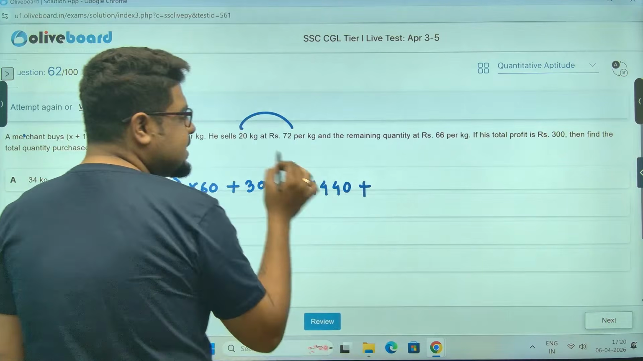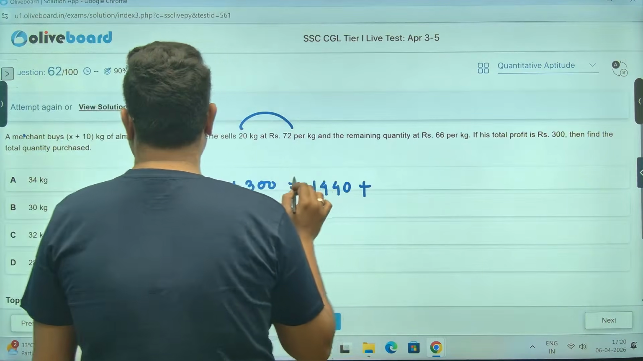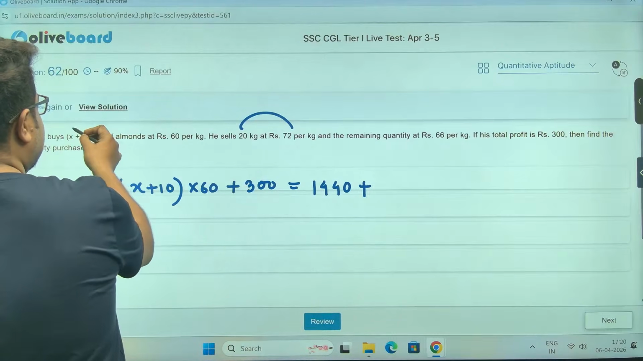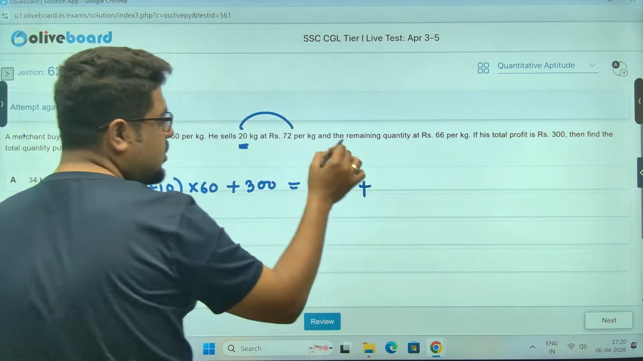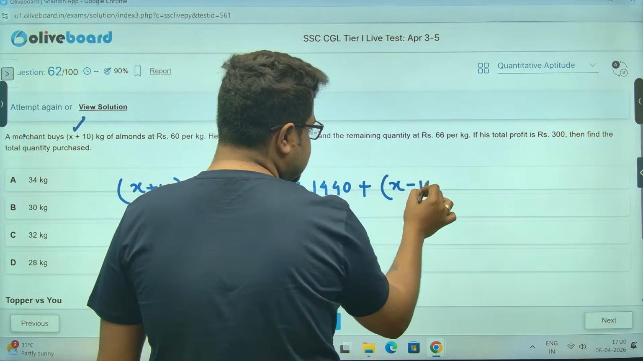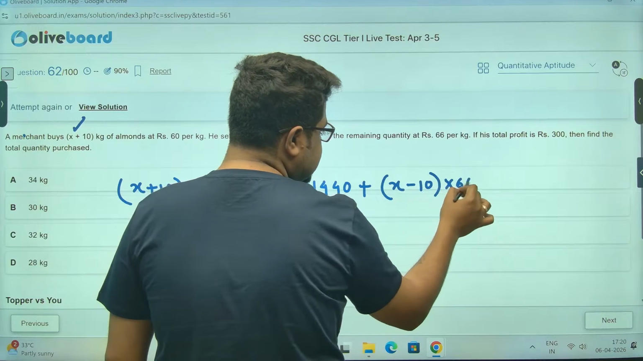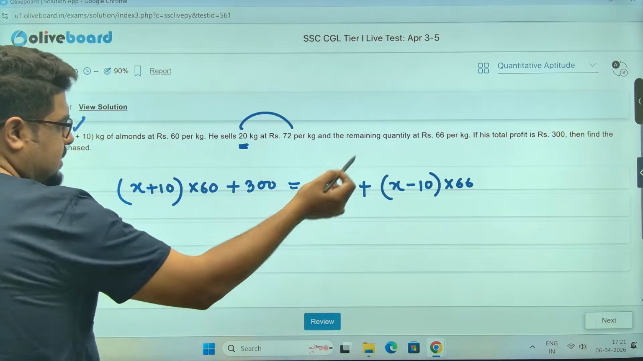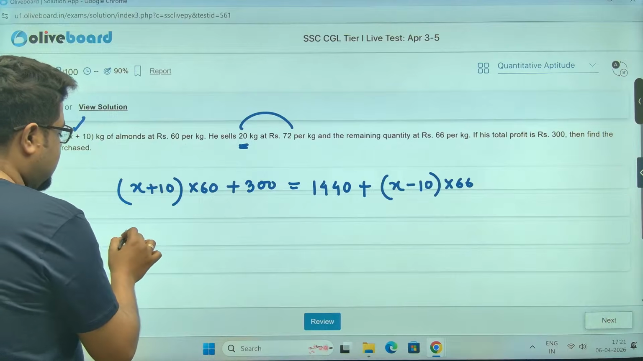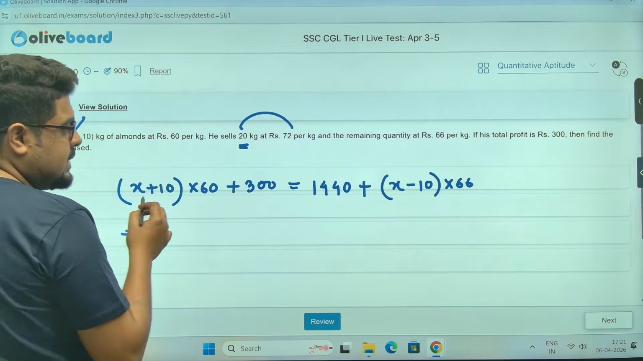This is SP for part. And the remaining parts are from x plus 10 kgs, 20 kgs gone. So remaining will be x minus 10 kgs into 66 rupees per kg. So your equation, just you need to find x from here. Chalo, let's calculate.